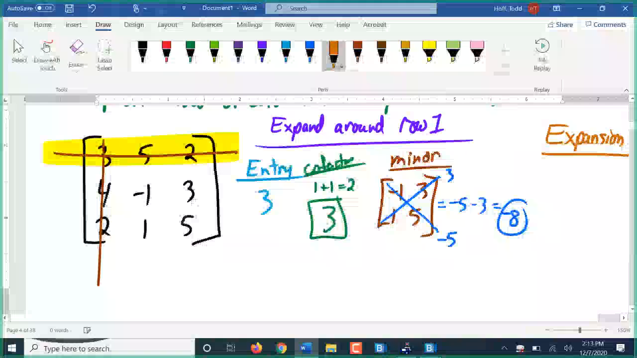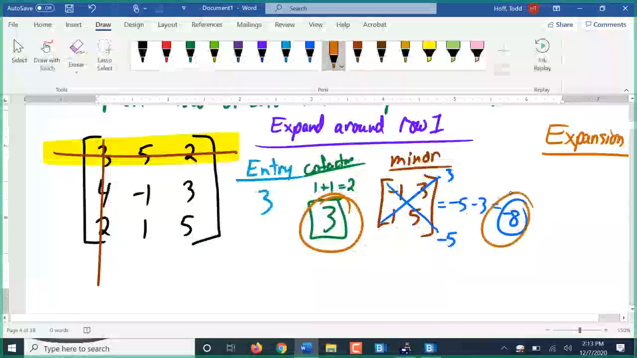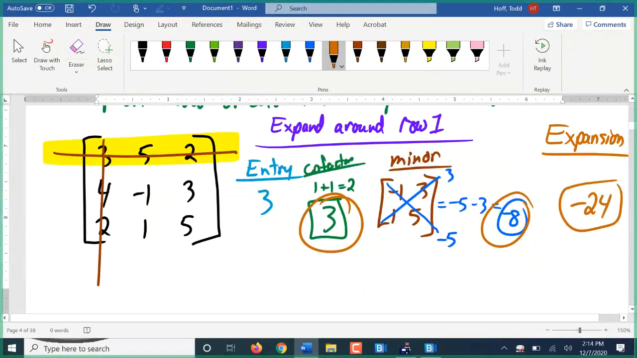So my expansion is that partial. Cofactor times the determinant of the minor. 3 times negative 8 is a negative 24. Is the expansion for that term. Now I still need to do the next term.